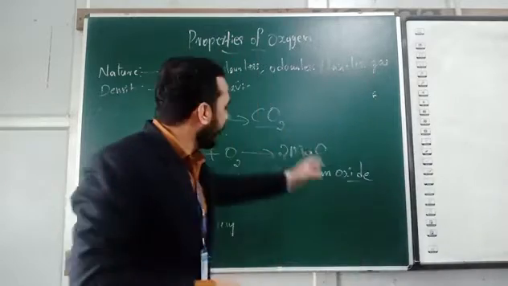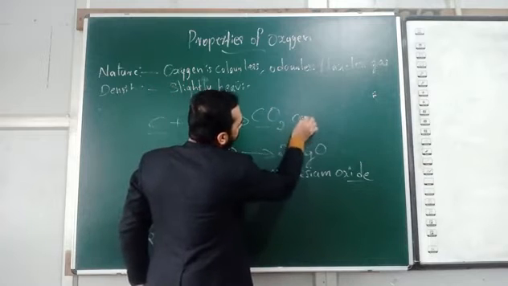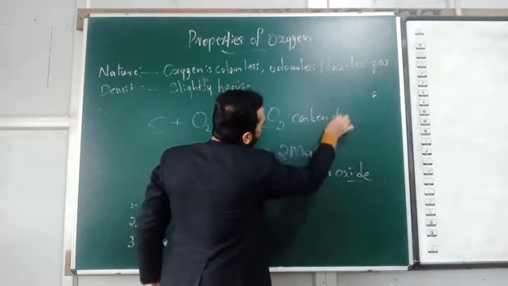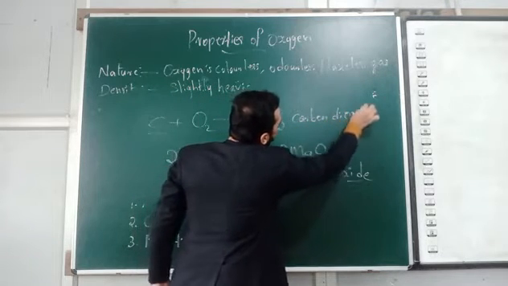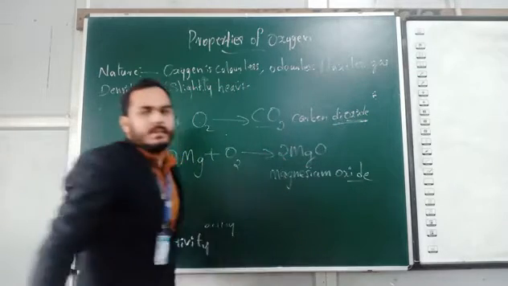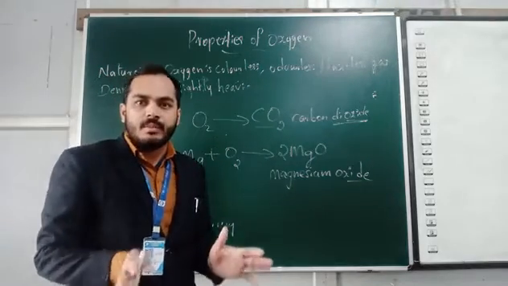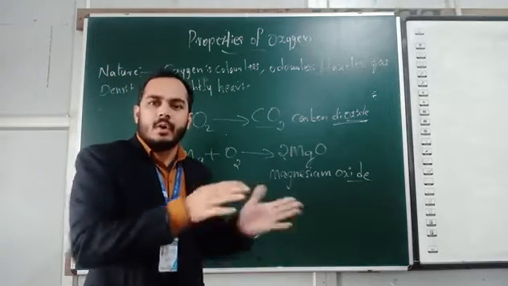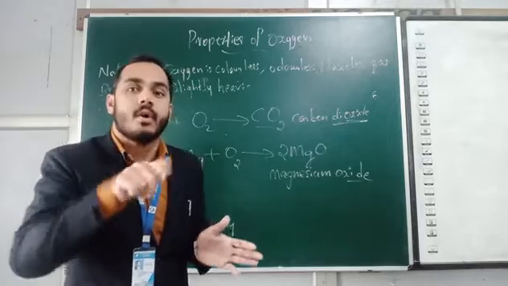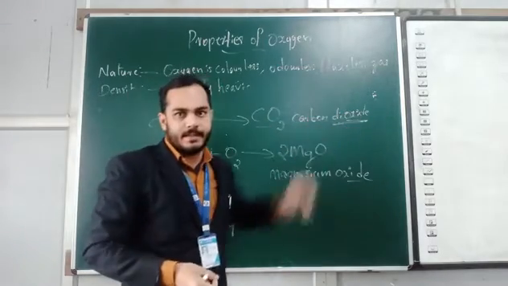What is the product name? Carbon dioxide. So we get the product oxide. Simply, when oxygen reacts with a metal or non-metal, we get their oxide form. Here we get carbon dioxide.